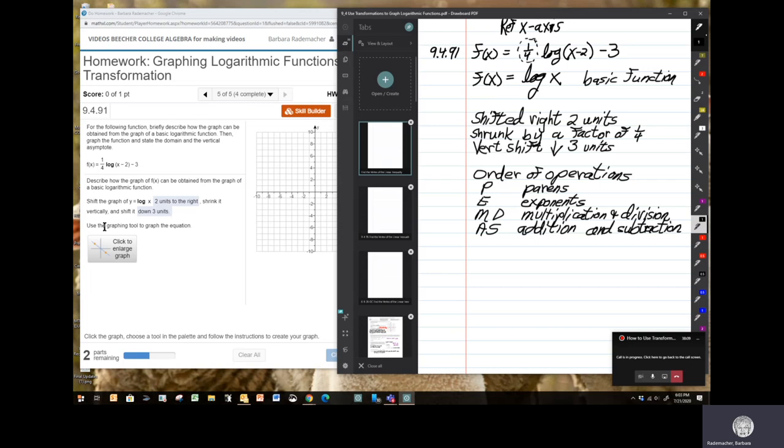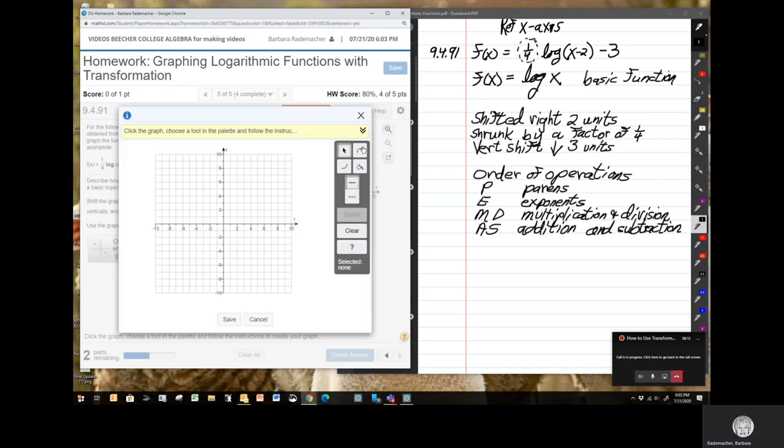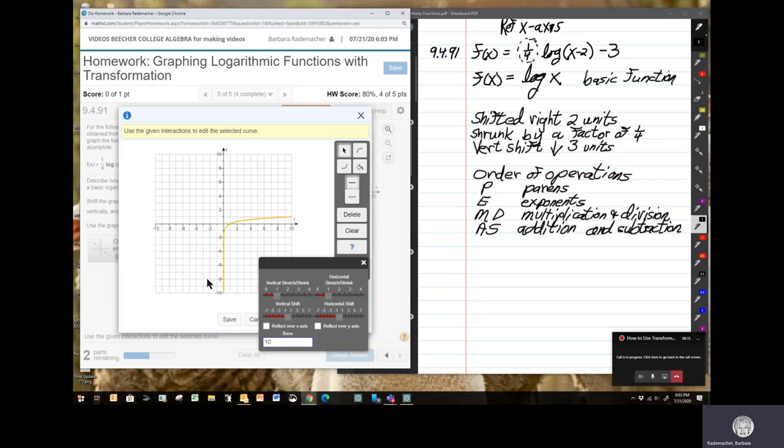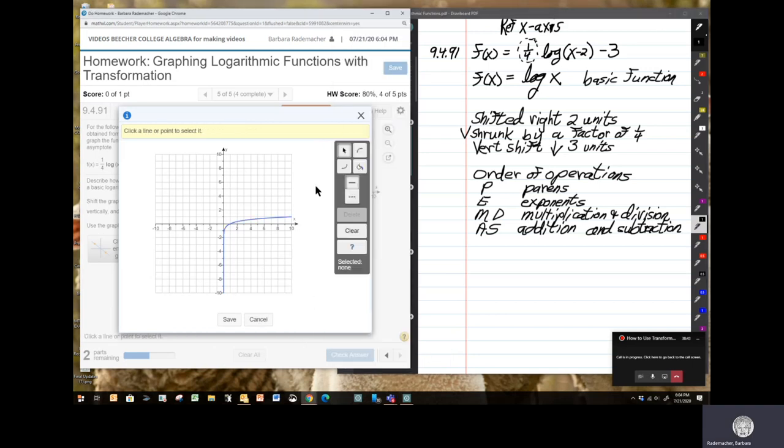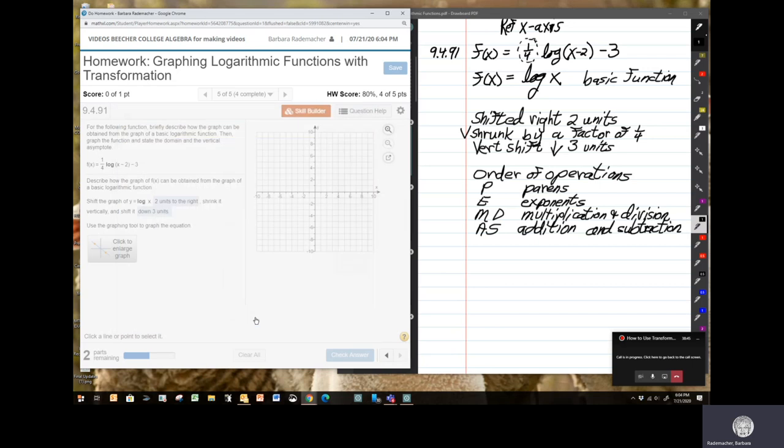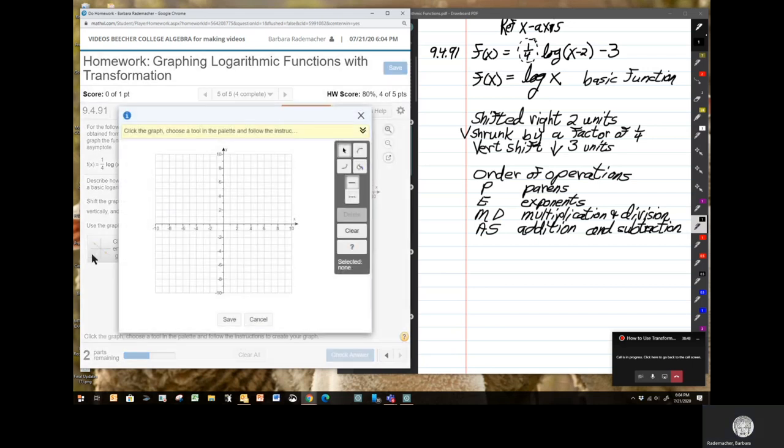Okay, now let us click here, click the logarithm icon, click on the screen, get the basic logarithm graph, and then now we're going to be putting in 3 transformations. So, starting here at the top, vertical shift, shrink. There's a vertical shrink. I should have put a V shrink. Oops, what have I done? Cancel. Let's do it again. Oh dear.